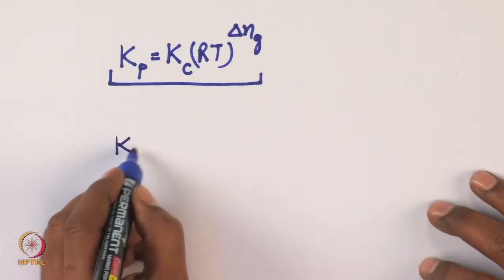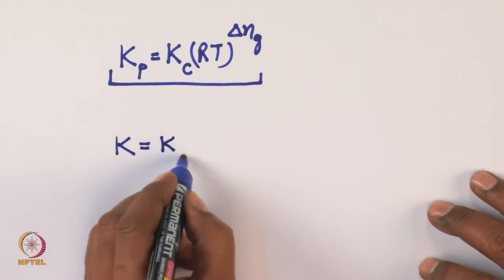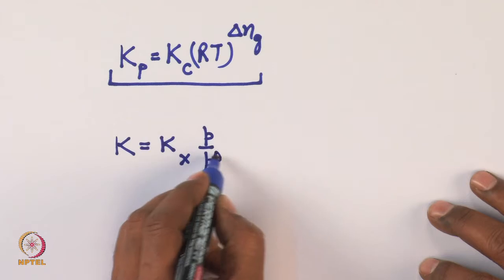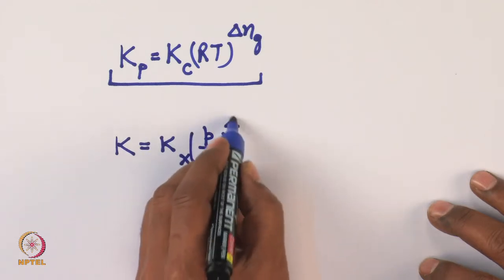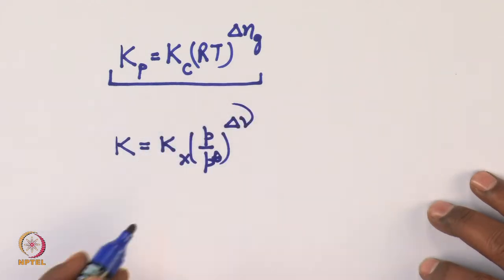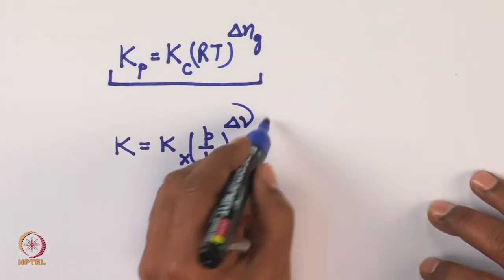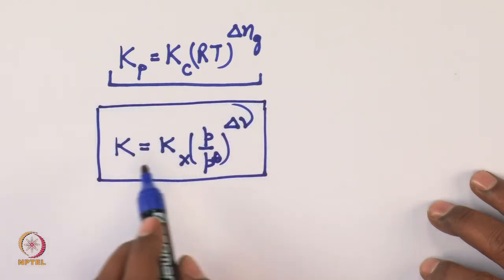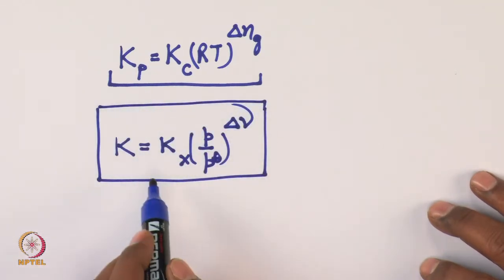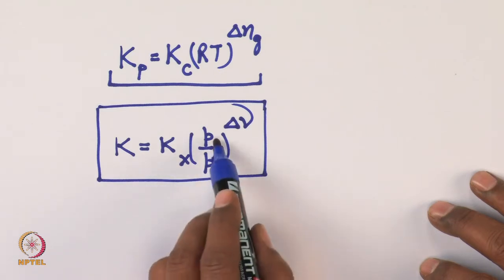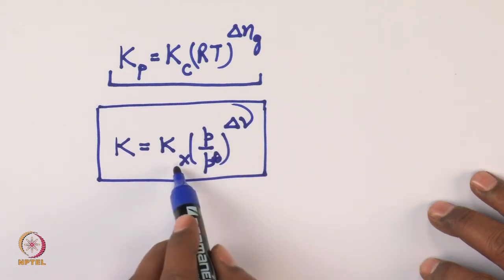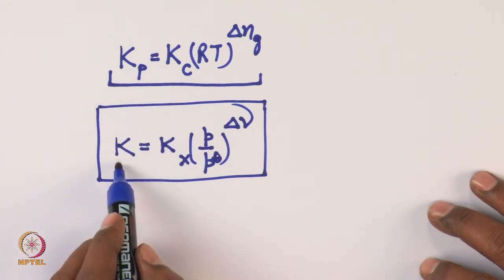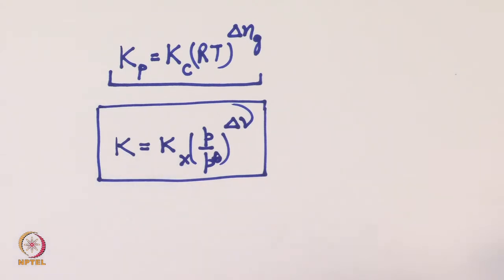Therefore, this expression K is equal to Kx into P by P naught raised to the power delta Ng, or you can put delta nu, which is the same as delta Ng, does not run into any units problem. And this equation very clearly connects the Kx with the pressure. What will be the effect of pressure on the equilibrium composition? K remains constant with pressure, it is Kx which changes.